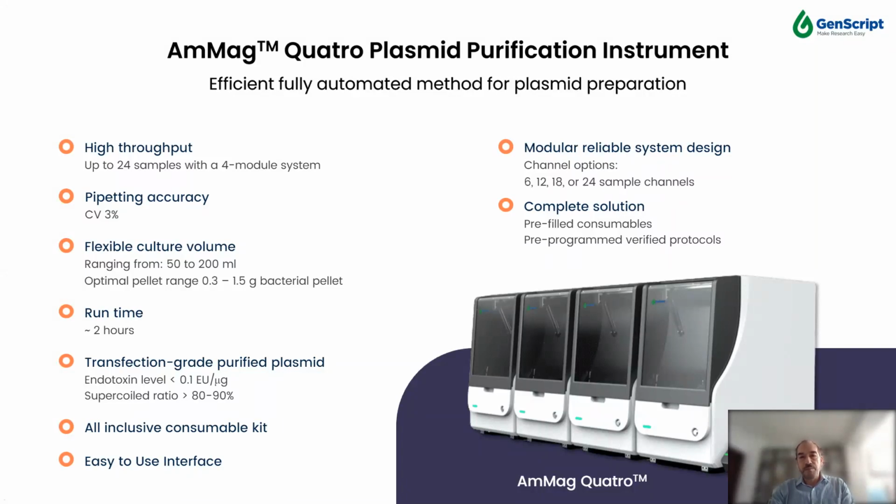It has very high pipetting accuracy. It has flexible cell culture volume. It can purify somewhere from a few hundred micrograms to multiple milligrams of plasmid per each sample. The run takes only 2 hours, and we deliver essentially transfection grade plasmid with very low endotoxin levels, a very high supercoil ratio.